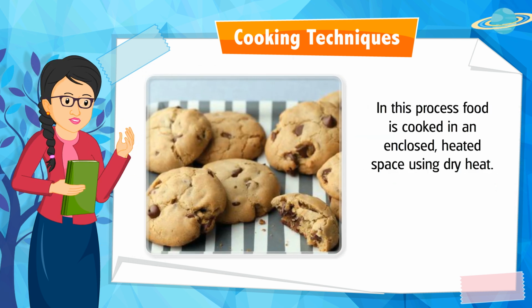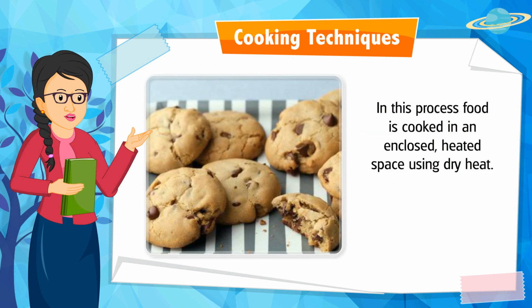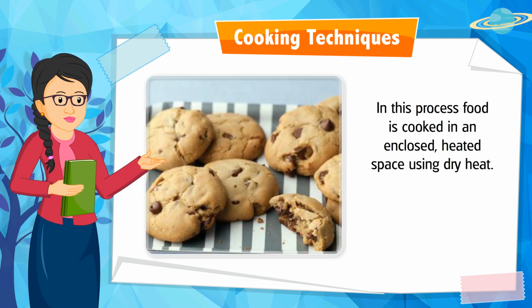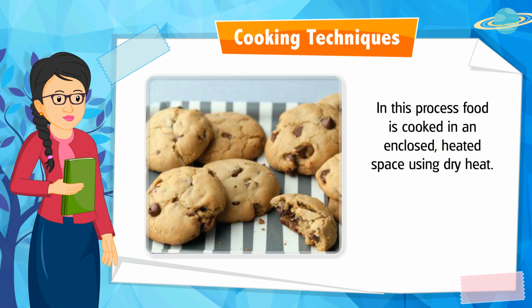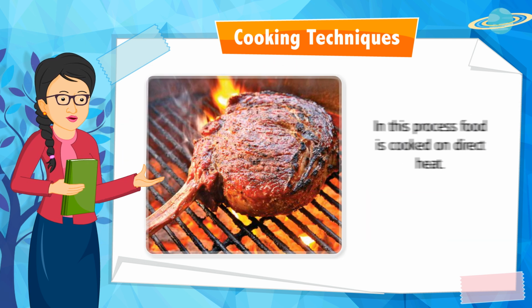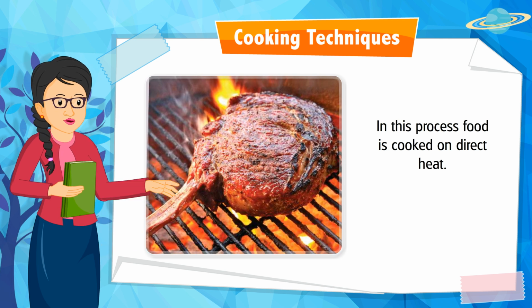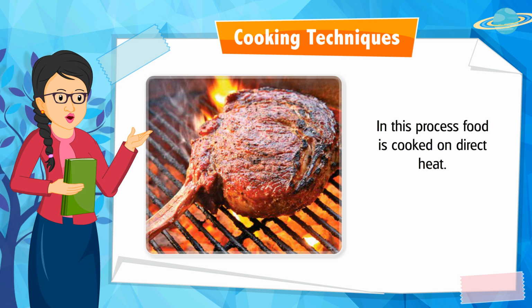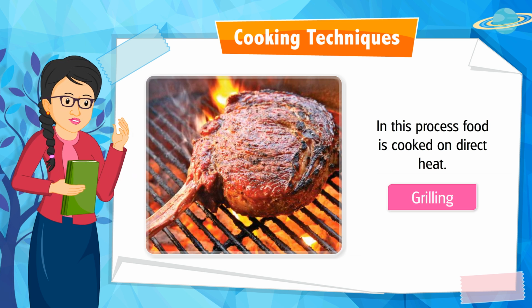In this process, food is cooked in an enclosed heated space using dry heat. Can you identify it? It is baking. In this process, food is cooked on direct heat. Can you identify it? It is grilling.